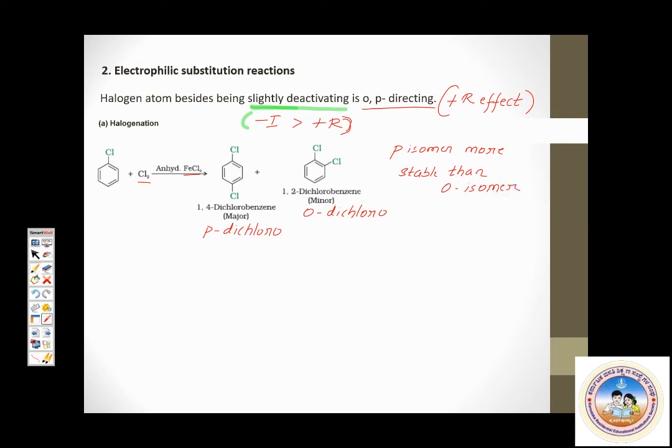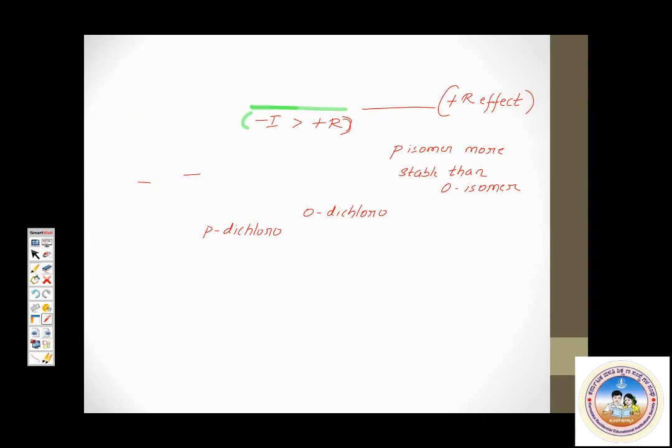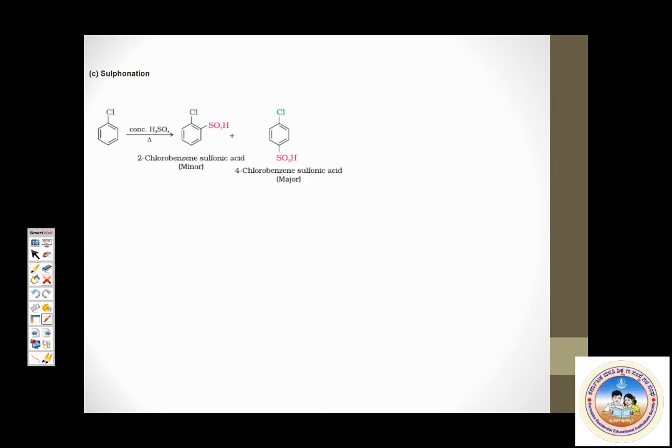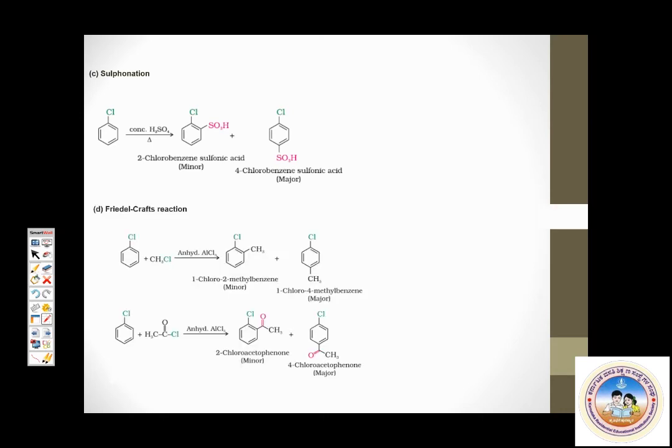Nitration: similarly, you can treat chlorobenzene with nitrating mixture. You get ortho-nitrochlorobenzene and para-nitrochlorobenzene. Then you have sulfonation. You treat it with concentrated sulfuric acid. You get ortho and para chlorobenzenesulfonic acid. Again, the para product is the major product. Then you have two important reactions, Friedel-Crafts alkylation and Friedel-Crafts acylation. This we have also studied under the hydrocarbons chapter, under aromatic hydrocarbons. Now let us check out questions on this.